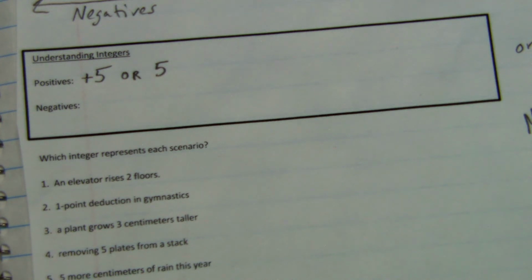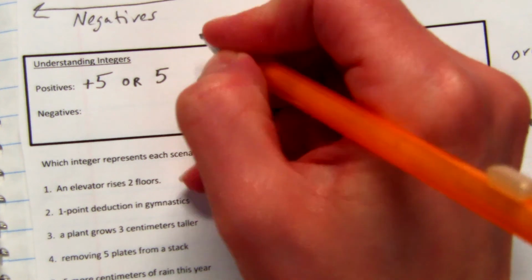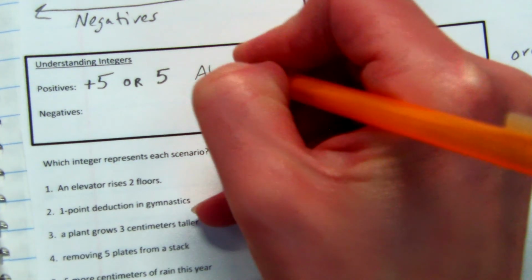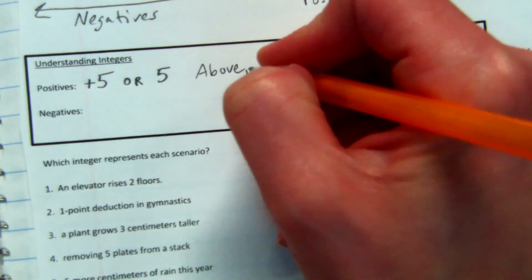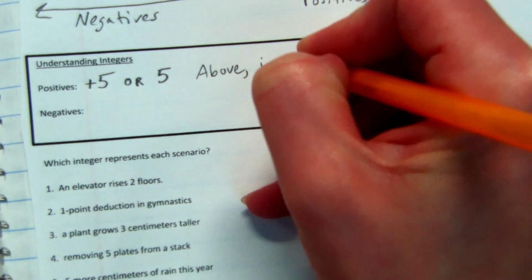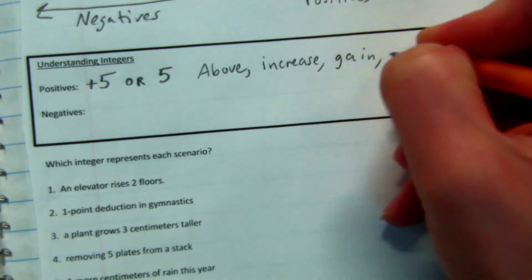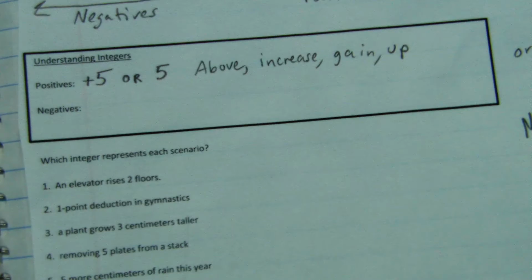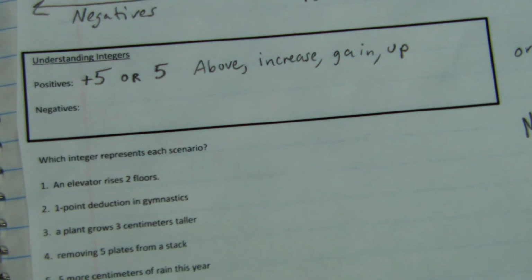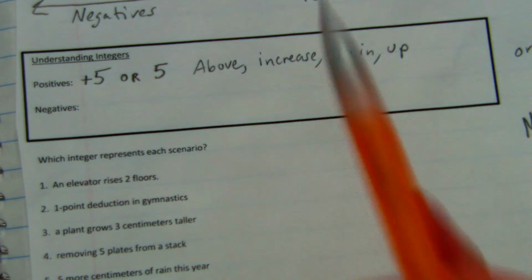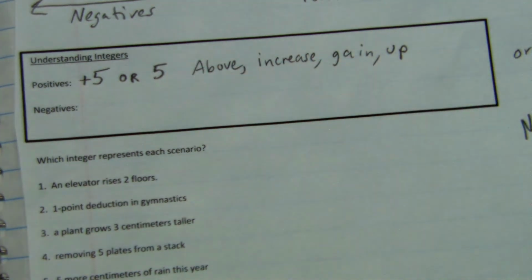And what positives represent are things that are above. So like with the temperature that we talked about being above 0. If you're talking about an increase, a gain, something that's going up, those are all positive things. And there's a lot of other words that you could come up with that mean the same thing. But anything that's above, that's going up, you're gaining, that's all going to be represented by a positive number.